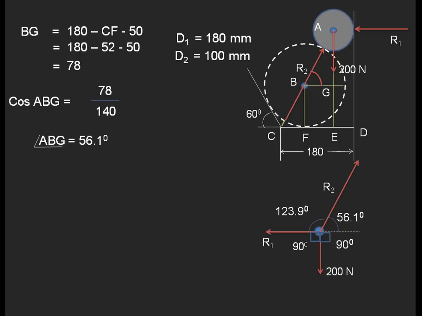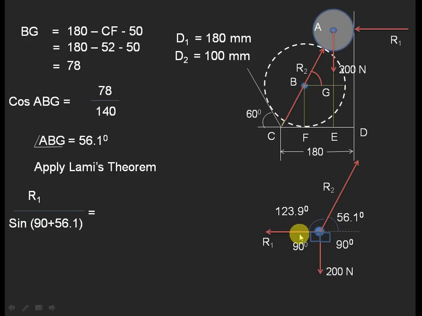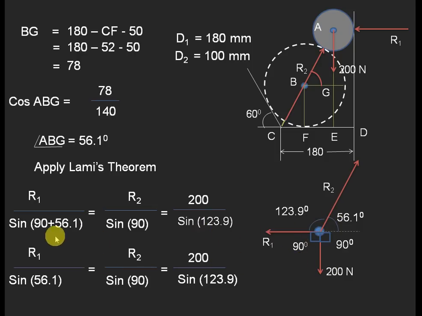Now we can apply Lami's theorem. R1 by sine of the opposite angle: R1 by sine of 90 plus 56.1. Similarly, R2 by sine of the opposite angle, which is 90 degrees, and the weight of the sphere, 200, by sine of the opposite angle, which is sine of 123.9. Modifying again, we get R1 by sine of 90 plus theta, and so on. The value 123.9 we can use as it is with the calculator.